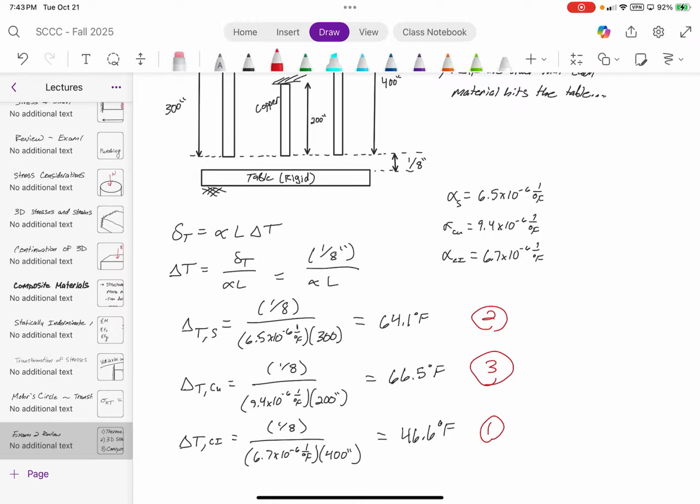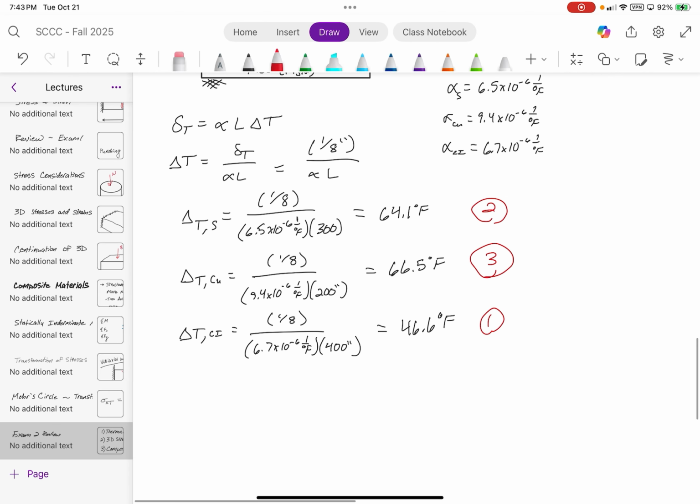Make sense to everyone? Any questions about that? All right. So, part B now.